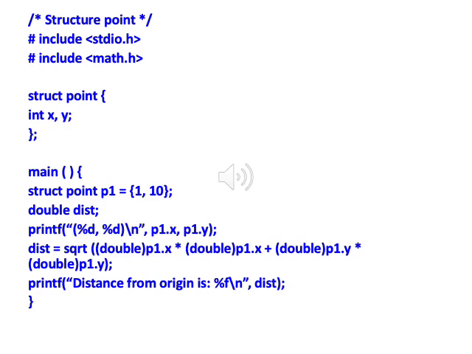And then what we are finally doing is printing the value of distance, which is the distance of point p1 from the origin.